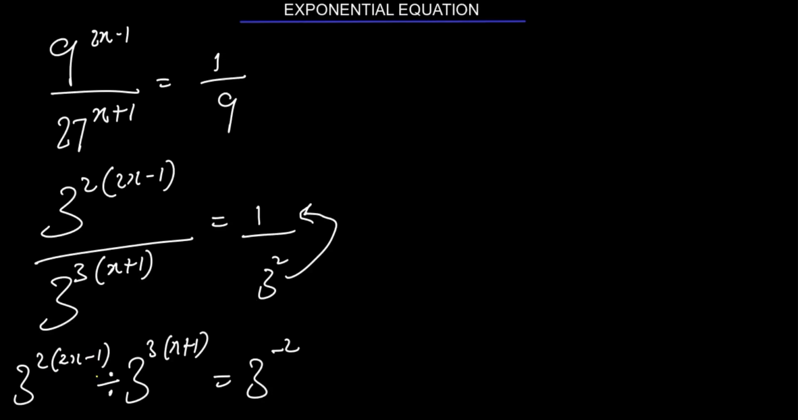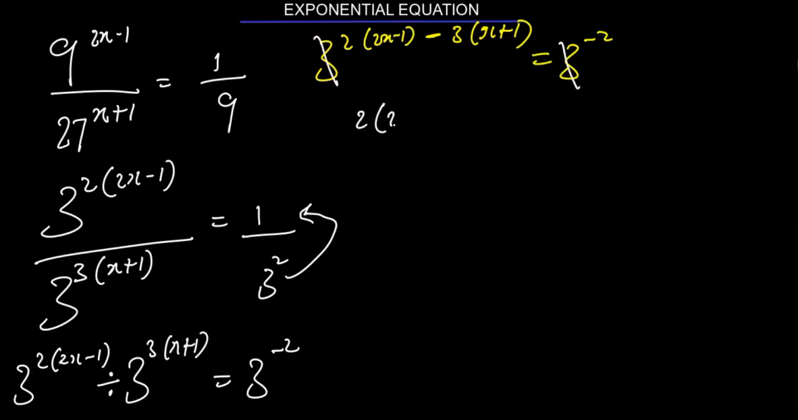So from here, what will I do? I'll have 2x minus 1, then minus 3, then x plus 1. So that is it, then equals 3 raised to power minus 2. From here, I'll cancel out the common base. So I have 2x minus 1 minus 3 times x plus 1 equals minus 2.